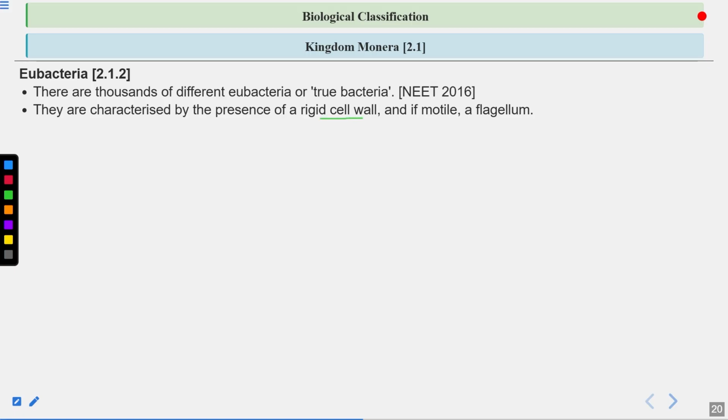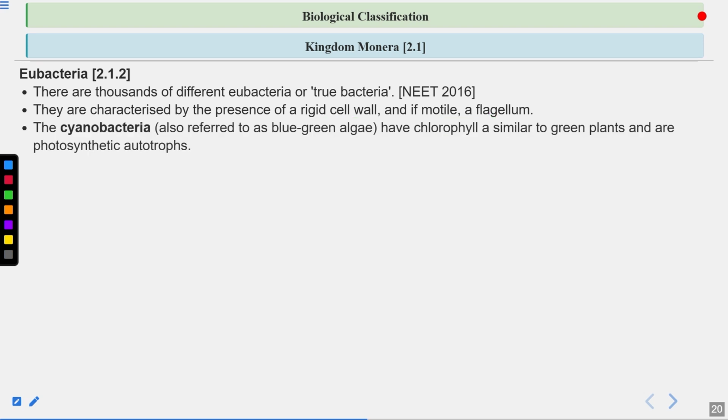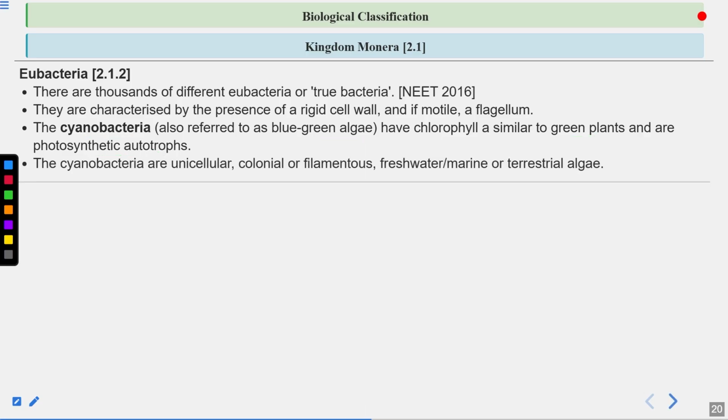Okay, they have a rigid cell wall, and they might consist of flagellum also. If they consist of flagellum, then they are motile. Now the cyanobacteria, which is also known as blue-green algae, have chlorophyll A, similar to green plants, and are photosynthetic autotrophs. Again, remember this. This line is also very important. Question can come from here.